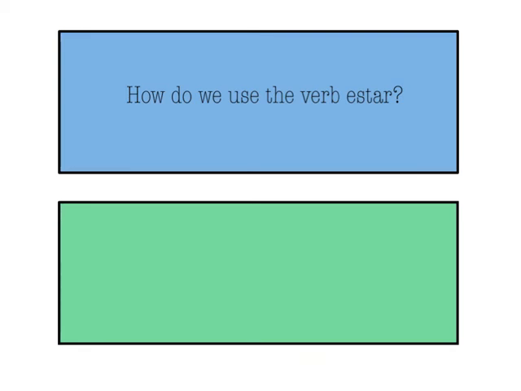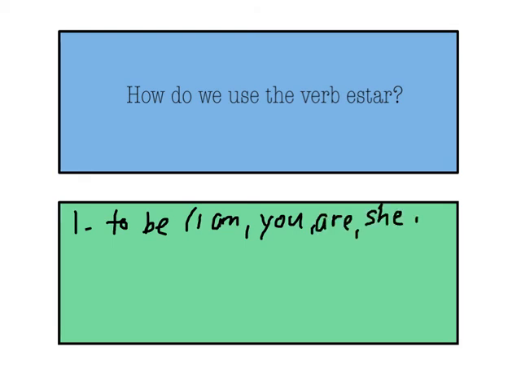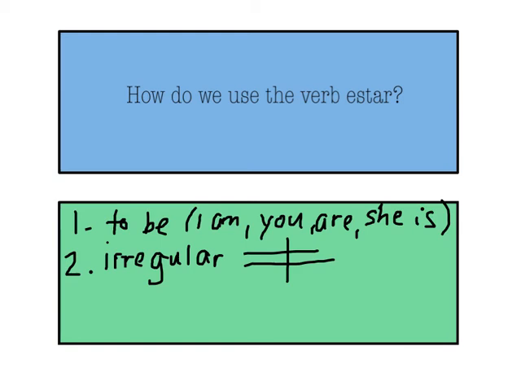So how do we use the verb estar? And I want you to write down a couple things here. The verb estar means to be. Okay, this is I am, you are, she is, etc. The second thing that you need to know is that it's irregular, and you should be able to draw your chart. And I want you to actually just go ahead and draw your chart on your notes right now. I don't have the room to do it, but I want you to go ahead and do that.